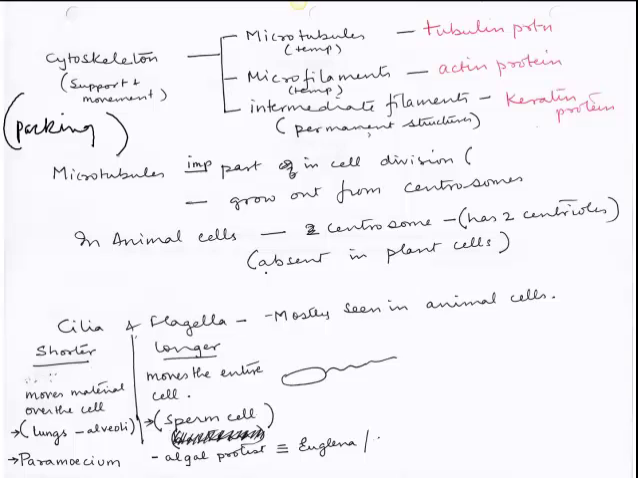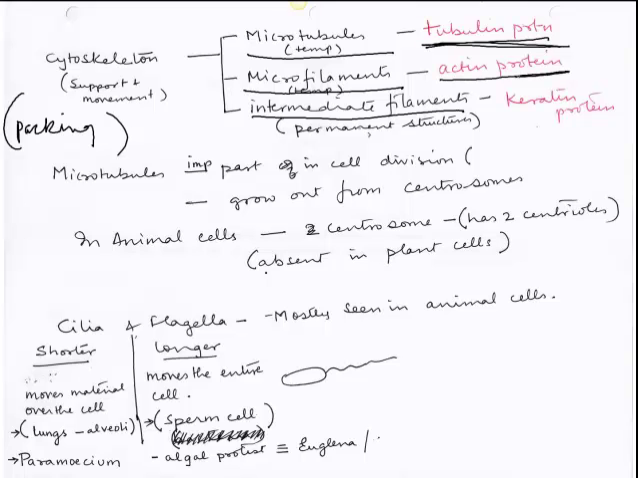Okay, microtubules, microfilaments, intermediate filaments. Microtubules are made of tubulin protein. Microfilaments are made of actin protein. Intermediate filaments are made of keratin protein. Intermediate filaments are more permanent, whereas microtubules and microfilaments are more temporary.